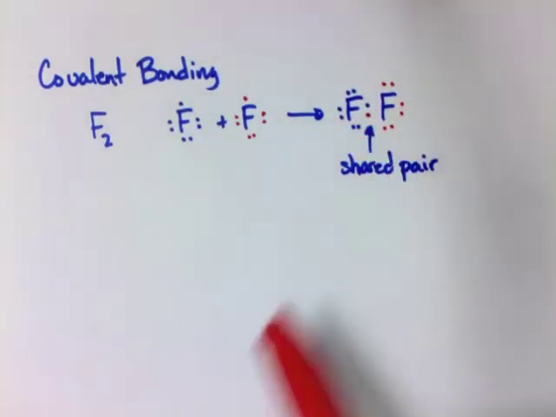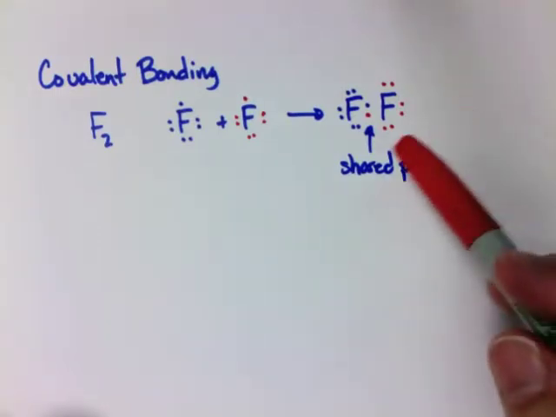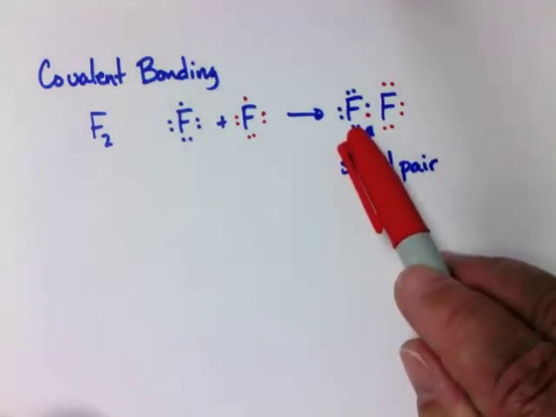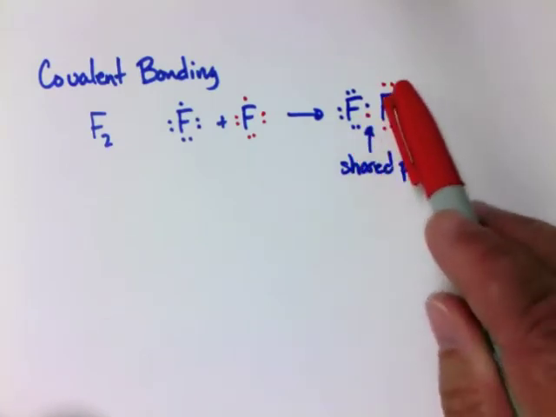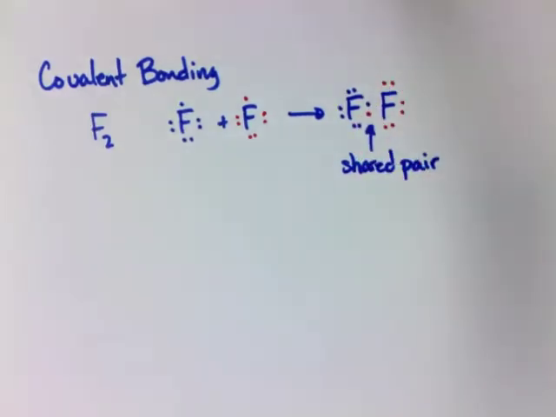A shared pair counts for both of the atoms that are involved in the chemical bond. And so this fluorine has 2, 4, 6, 8, and this one has 2, 4, 6, 8. And so each is able to achieve an octet by sharing one of its electrons with another atom.